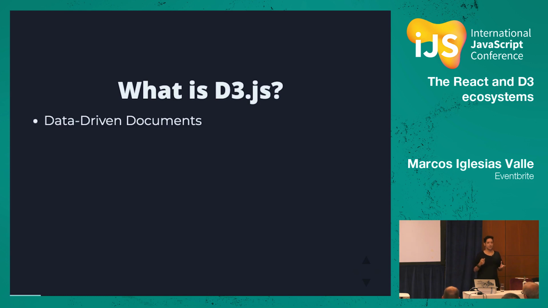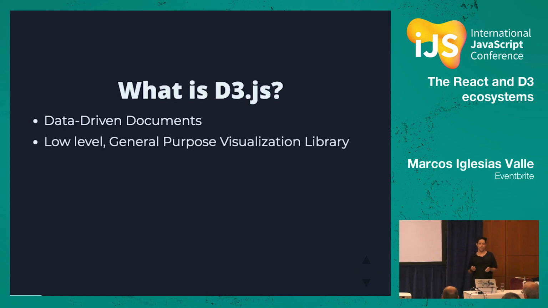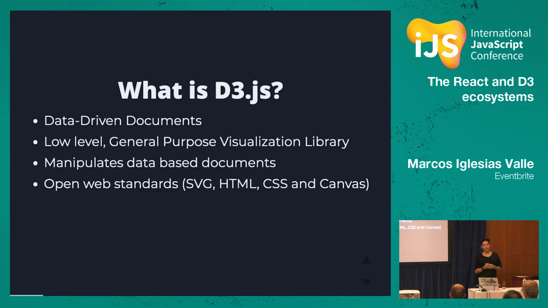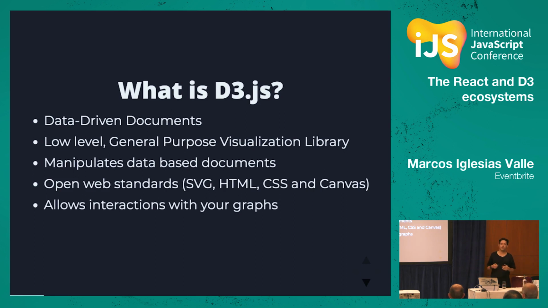D3 stands for Data-Driven Documents, and it is a low-level visualization library with a huge API. D3 manipulates data-based documents, and it's focused on mathematical transformations of data. It is also based in open web, so SVG, HTML, CSS, and Canvas. And one of its more celebrated features is its seamless integration of animations and interactions on the charts. In general, D3 is a front-end toolbox for creating interactive visualizations.